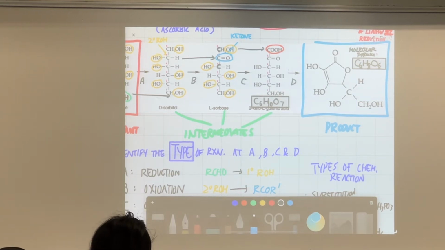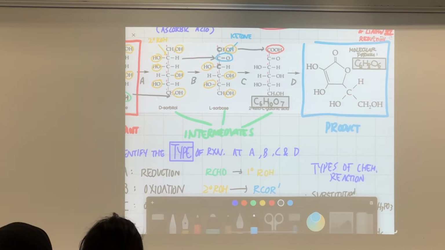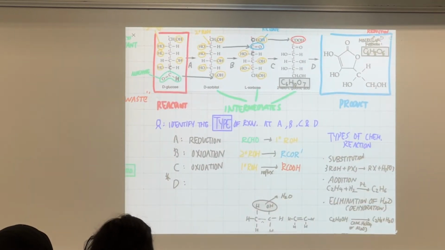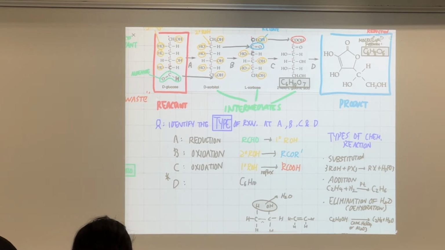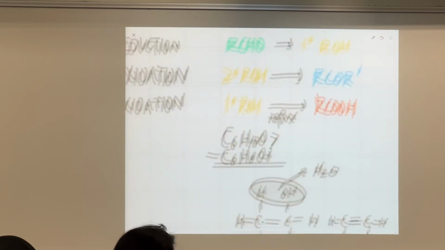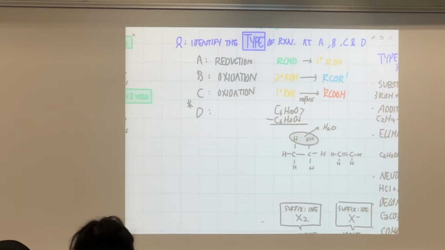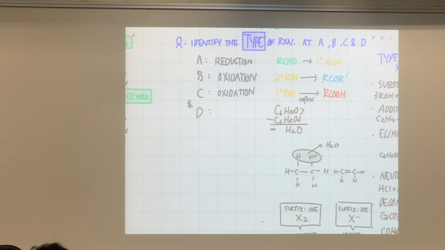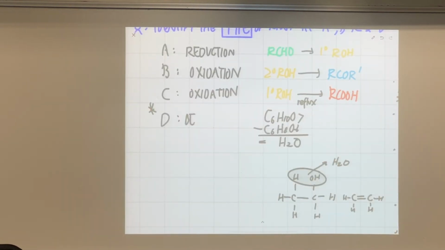H2O is what? Elimination. Yes, both of you are correct. Elimination or dehydration. Let's just do some math here. C6H10O7 minus C6H8O6. What is removed? Water, H2O. Can you all see that H2O is removed? So that means this is elimination or dehydration. Right, this is the hardest. So put a star here. I put a star here for a reason. So, elimination of H2O.